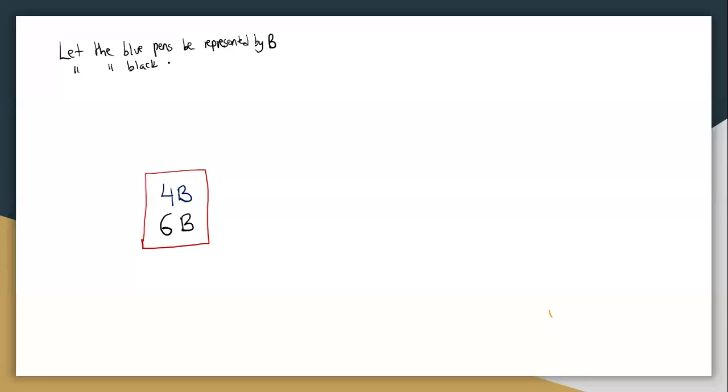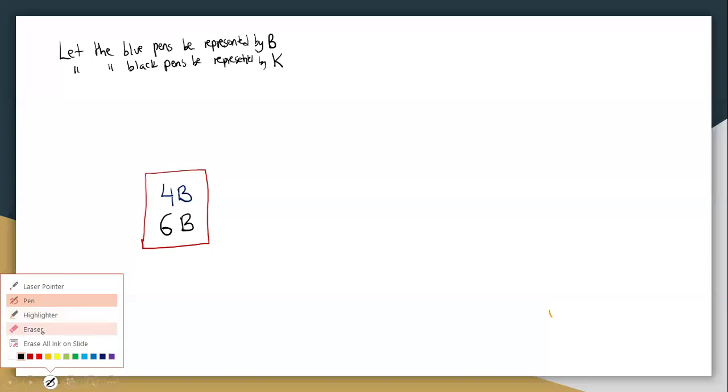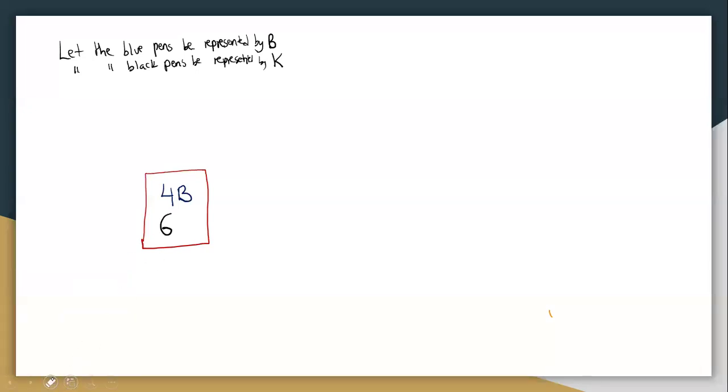You are going to allow me to use different letters. Let the black pens be represented. Kindly let me know which letter we can call the black ones. I don't want us to use the same letters. People are saying K. Okay. So black is K. Allow me to erase this so that we don't mix them up. So K is what is representing our black.